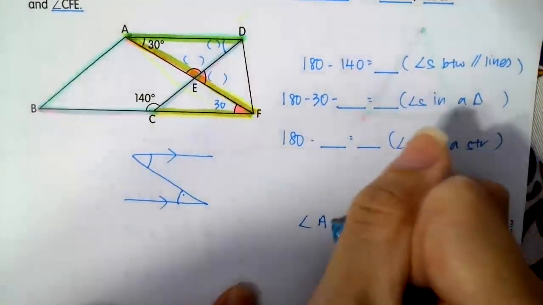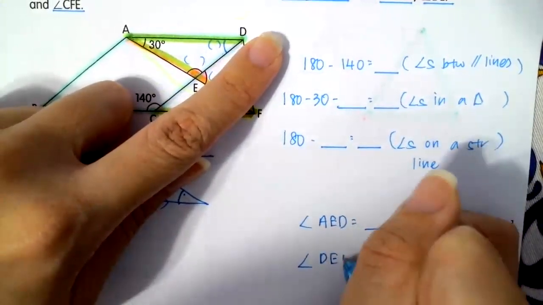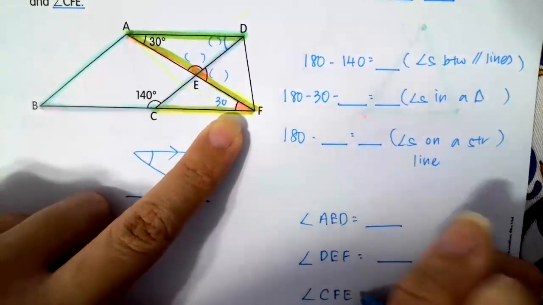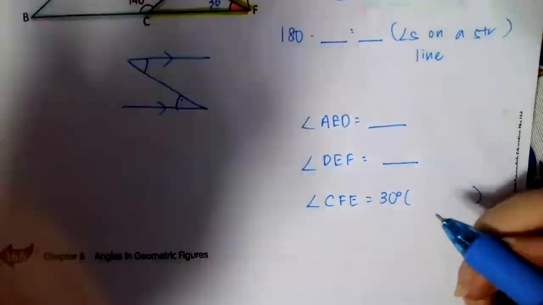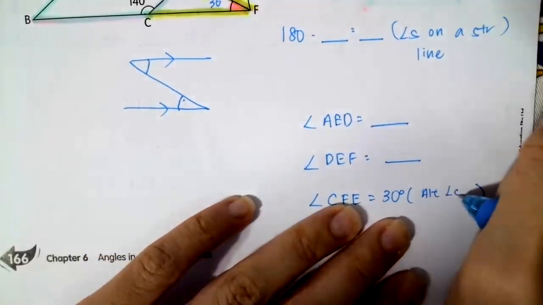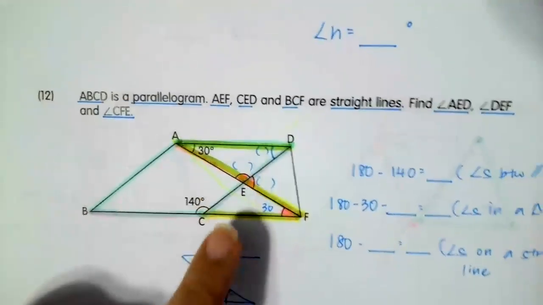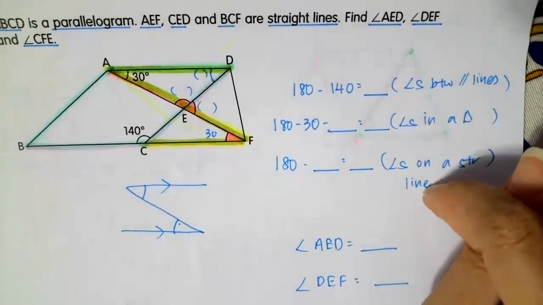So angle AED, you have found it in your answer. Then angle DEF. And then for angle CFE, remember I told you 30 degrees, right? I want you to write down here that this is an alternate angle. Must write this down so you can prove it. Now make sure all your angles are labeled inside, and that your rules are also stated clearly.